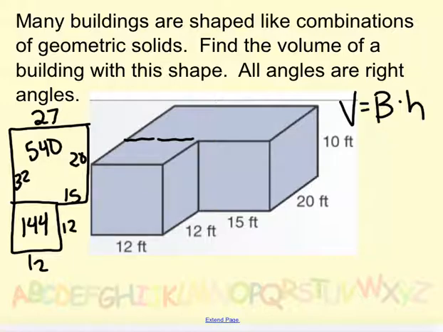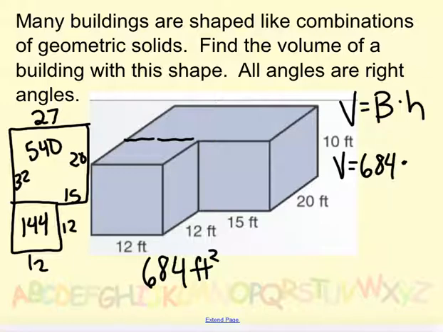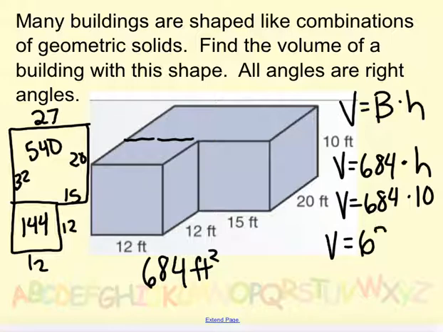And I add those together to get 684 feet squared is the area of my base. So I plug that into my formula and say 684 times my height, which means 684 times 10. So our volume is 6,840 feet cubed. And that's it.